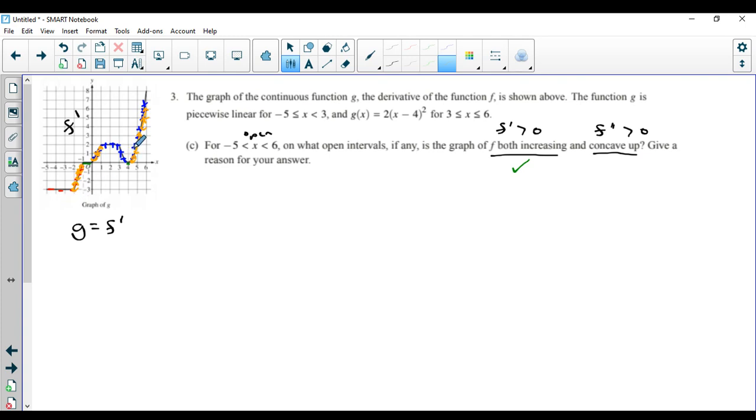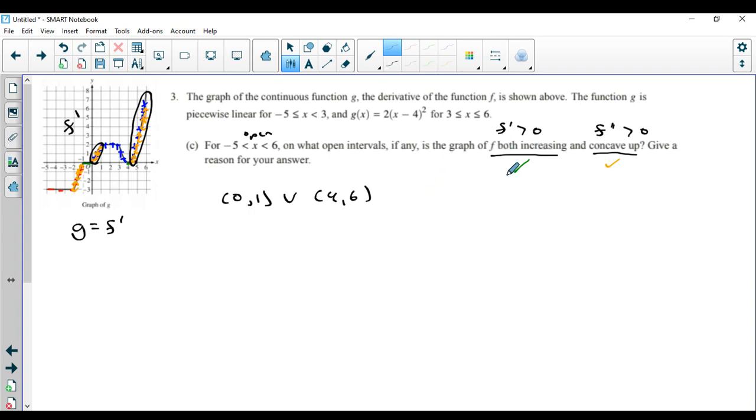So now if I want to figure out where the graph of f is both increasing and concave up, I have to see where the graph is above the x-axis with positive slopes. And if you look at that, that is happening from 0 to 1, because here we're above the x-axis and our slopes are positive, and then it's also happening from 4 to 6. So we would say open interval 0 to 1, union with 4 to 6. I like using interval notation instead of inequality notation.